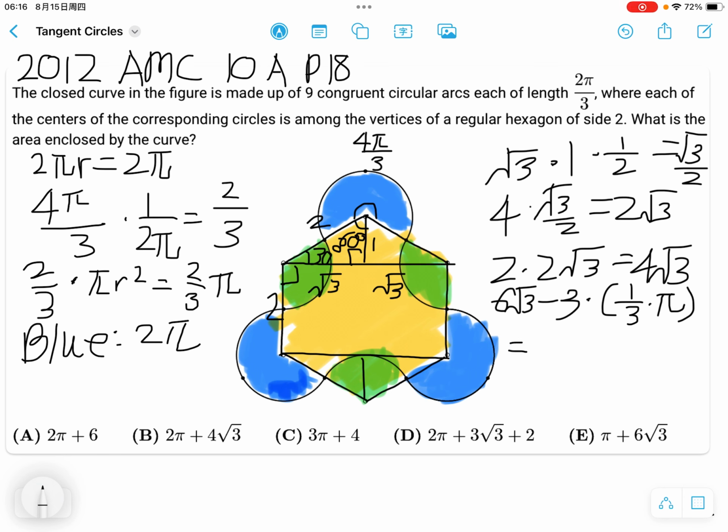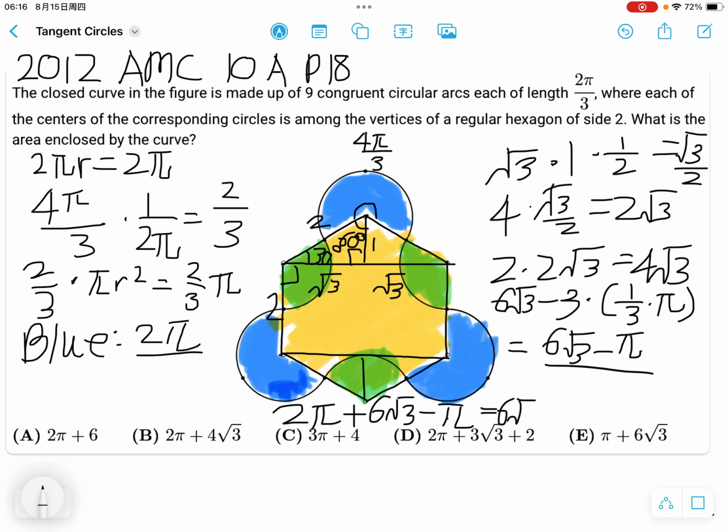So that is equal to 6 root 3 minus pi. Finally, if you add the blue and the yellow area together, you get 2 pi. You get 2 pi plus 6 root 3 minus pi, which is equal to 6 root 3 plus pi. The answer here is E.